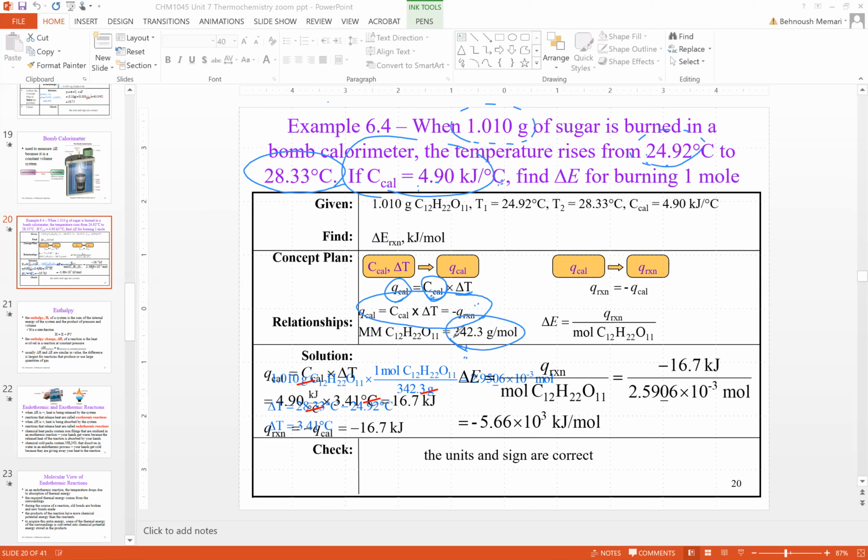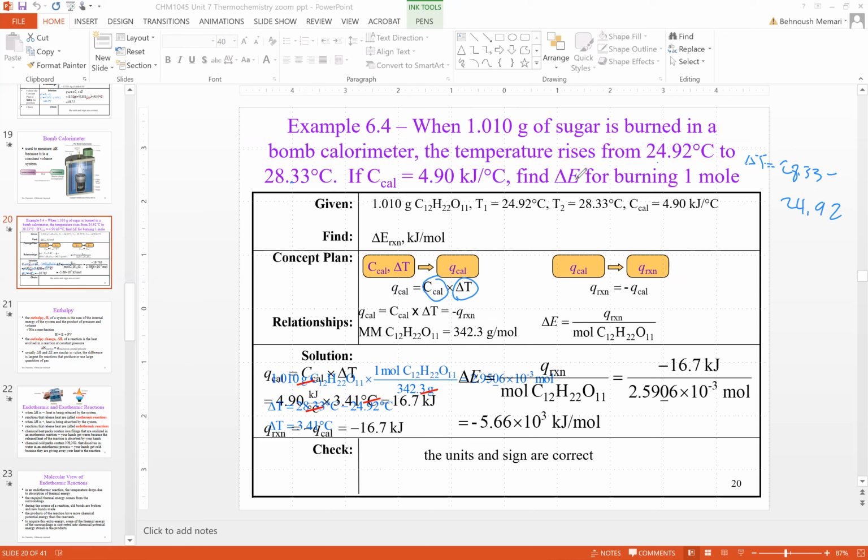Okay, so you are going to find the Q. To find the Q, we need, as I said, the heat capacity and the change in temperature. Change in temperature is the final minus initial. So the change in temperature is going to be 28.33 minus 24.92. The solution is also shown here.